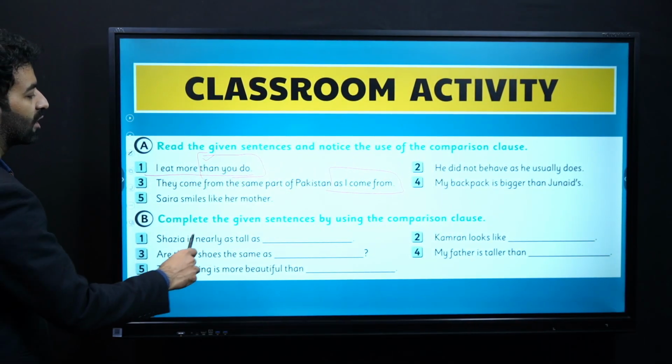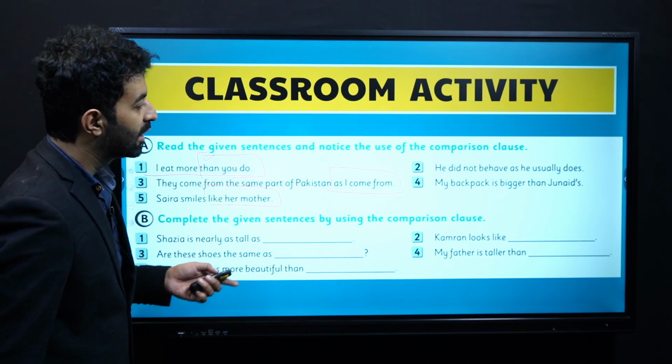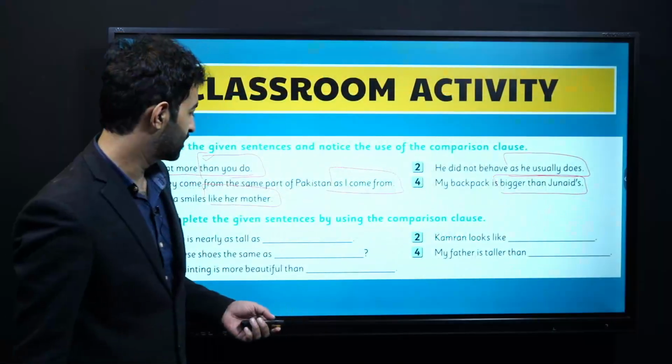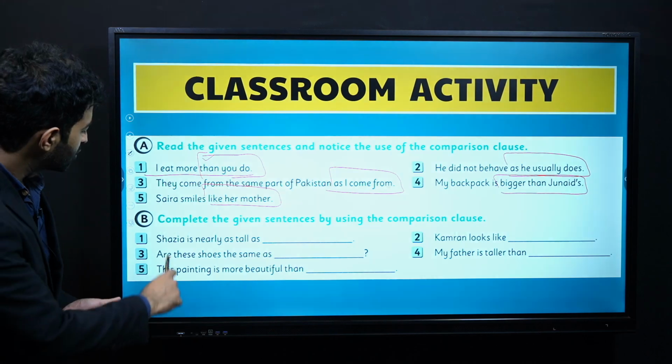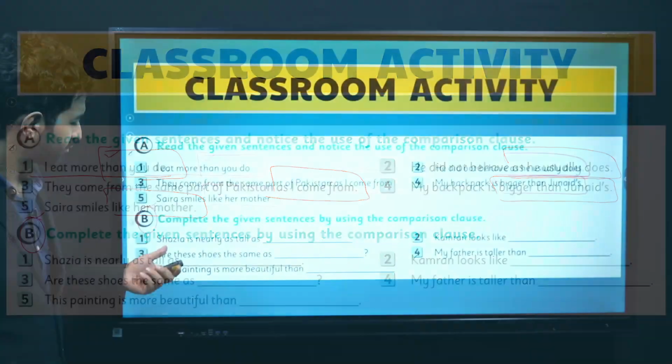Saira smiles like her mother. This is a comparison clause. He did not behave as he usually does. As he usually does, and my backpack is bigger than Junaid's. So bigger than Junaid's is also our comparison clause. Now, let's talk about part B of the activity. Complete the given sentences by using the comparison clause.